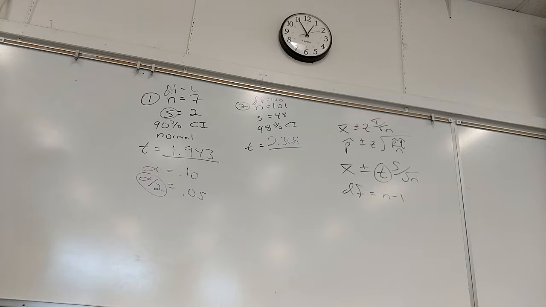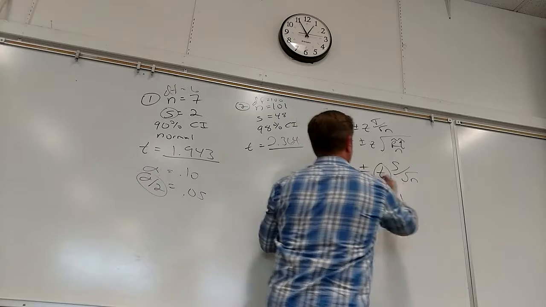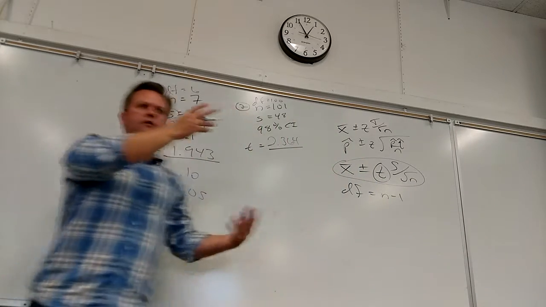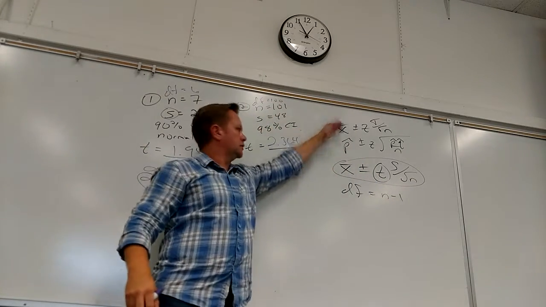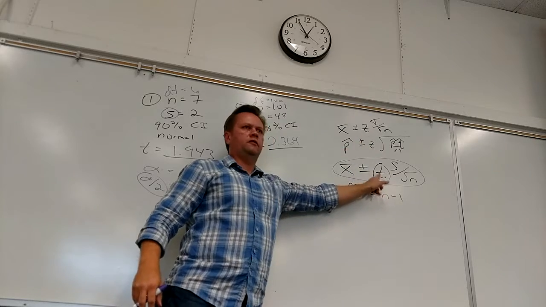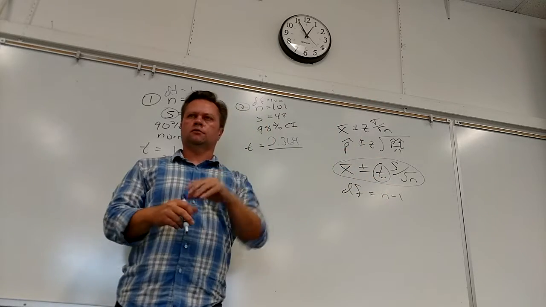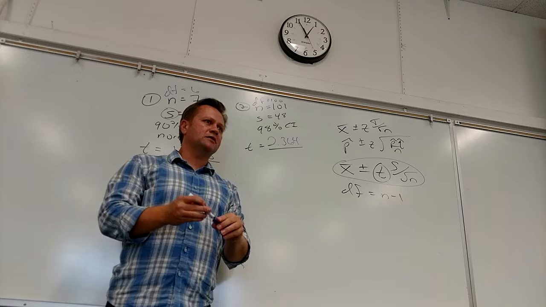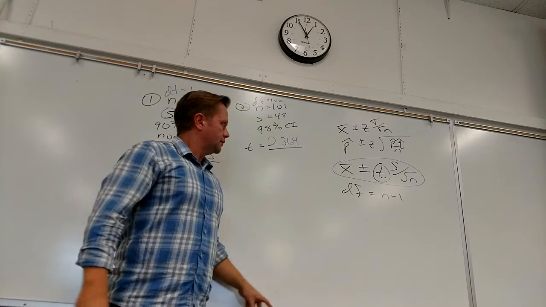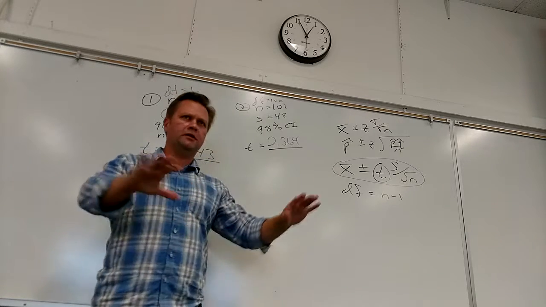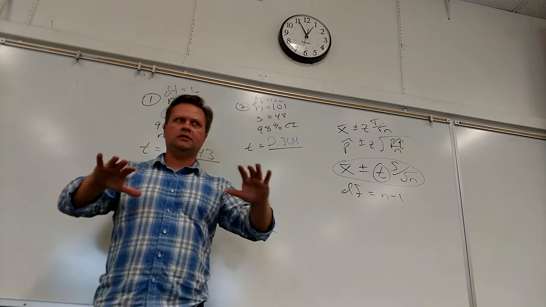Okay. Not too bad. So the working of this is exactly the same as the working of this. It's just that I got to get this number from that T-score chart, different chart. It's actually easier to use, to be honest, than the Z-score chart was. All right. How do you feel about that kind of stuff?